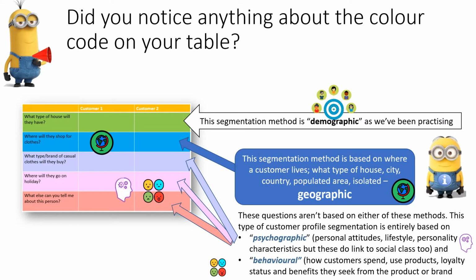The last 3 parts of the table, these are all questions that aren't based on any of the other 2 methods. They're actually the new ones, psychographic and behavioural. They're psychographic because they depend on personal attitudes, lifestyle, personality characteristics, but that does actually link to social class, but that's a bit later. And the behavioural is how customers spend and use products, their loyalty status, whether they keep using the same company or supermarket or shop, and the benefits they seek from the brand.